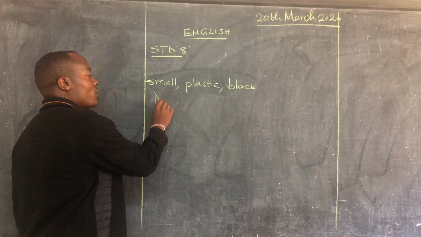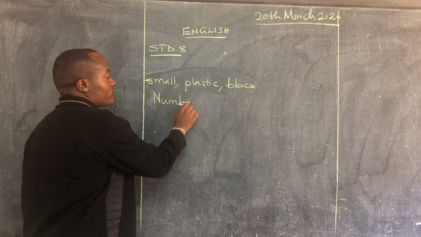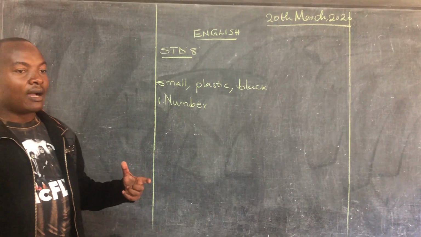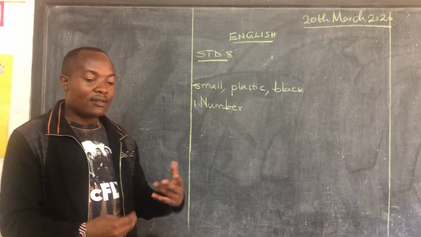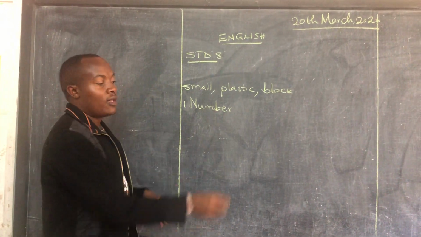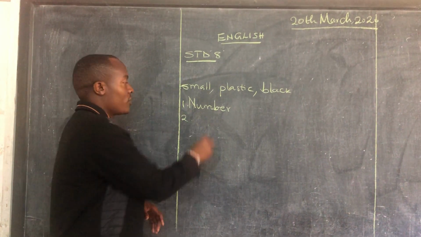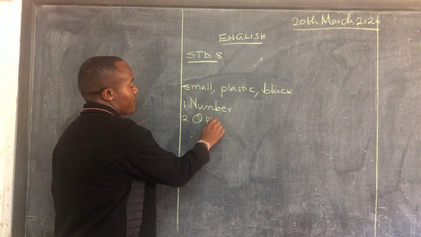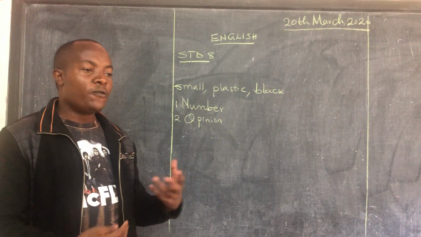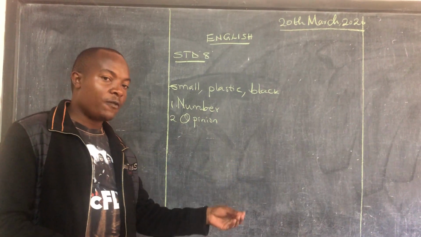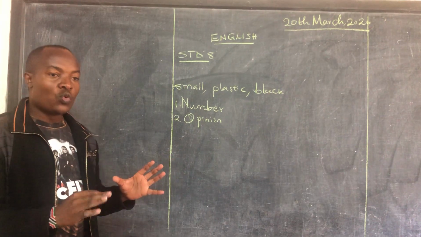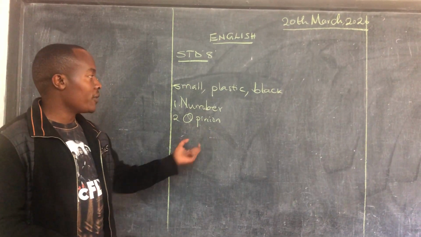So the first one we look at is number. Number, the number of items, the quantity. How many are they? Are they 6? Are they 7? Are they many? Are they few? That now comes to number. Then we have 2, opinion. Opinion. What is your view of this thing? Is it beautiful? Is it ugly? Is it handsome? Anything to do with your view, we call that opinion.